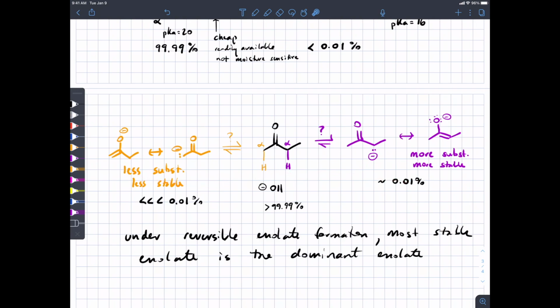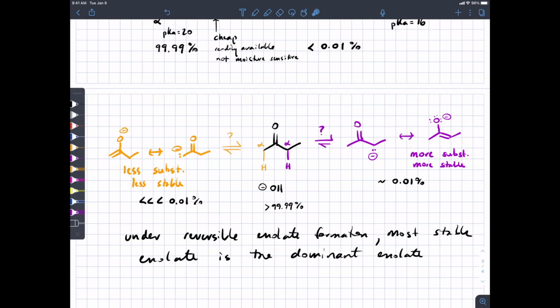In either case, the majority of our starting material is still in the ketone form. And because every time OH picks off a proton, it goes to the enolate and then comes back, on average, whatever small amount of enolate is present, more of that small amount is going to be the more substituted enolate than the less substituted enolate. Again, that's kind of tricky, a bit convoluted. I'm not sure I've explained it well.